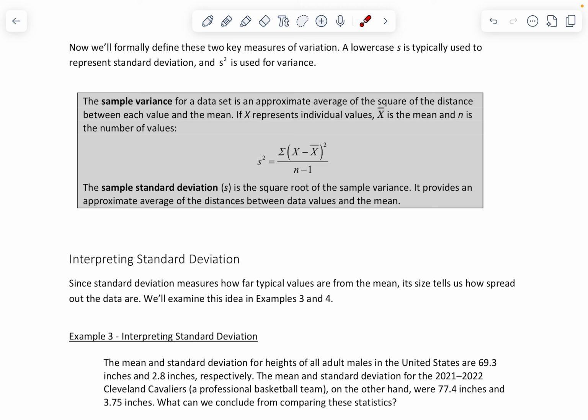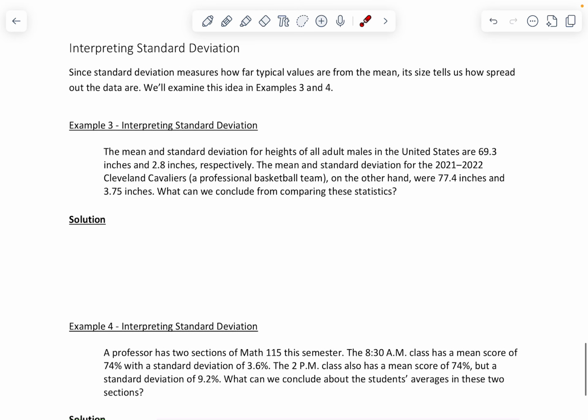The sample standard deviation, s, is the square root of the sample variance. It provides an approximate average of the distances between data values and the mean. Okay, now that we know how to calculate a variance and a standard deviation, let's talk a little bit about how to interpret it. Since standard deviation measures how far typical values are from the mean, its size tells us how spread out the data are. So we'll examine this idea in examples 3 and 4.